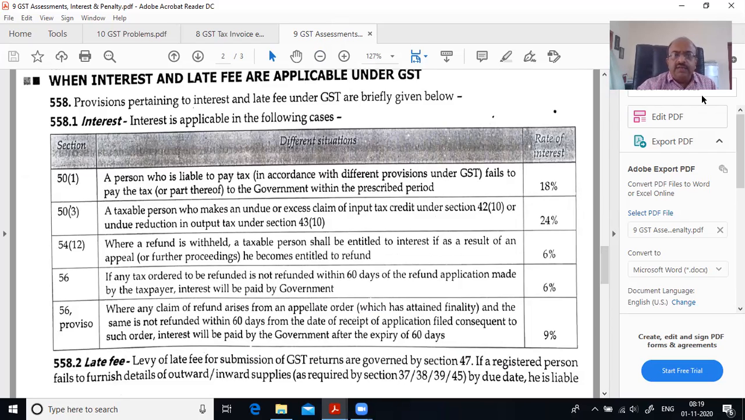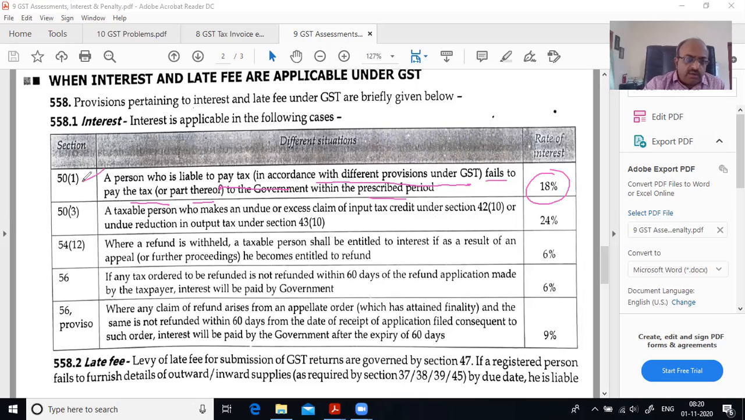Suppose you don't file the return or pay the tax. We'll come to that return again once more to understand from the site how it is to be done. If a person is liable to pay tax in accordance with different provisions of GST and fails to pay the tax or part thereof to the government, then what? 18% per annum within the prescribed period.